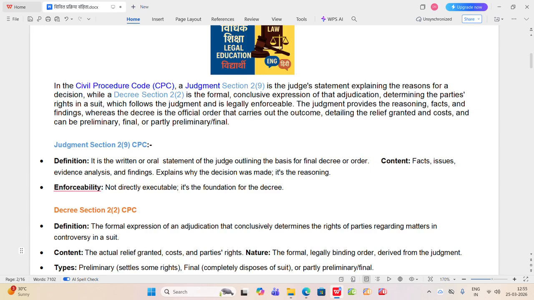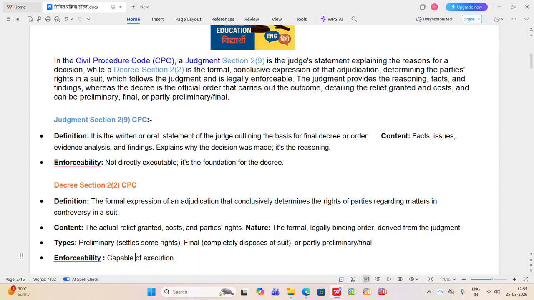The nature: a formal, legally binding order derived from the judgment. It is legally binding, it is enforceable and derived from the judgment. So friends, as I already told you, the types of decrees may be preliminary. In a preliminary decree, some points are decided and some rights settled. Final completely disposes of the suit. It means all the points mentioned in the suit where controversy exists have been resolved. Or partly preliminary: in this case also, some points are decided and some points are still to be decided.